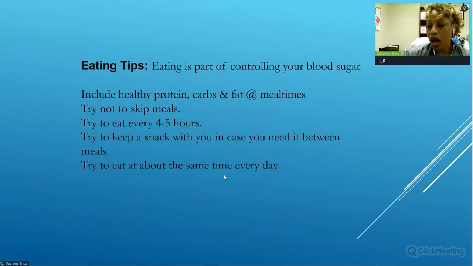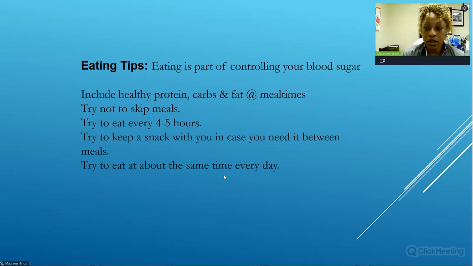So some tips. Eating is part of controlling your blood sugar, meaning when you have diabetes, it's not only about taking the medication, but the body needs the medicine to keep the blood sugars in control, and the medicine actually needs the food so that your blood sugars can stay balanced. If you take medication and you don't eat, or you're not eating properly, your blood glucose can drop, which in itself is another complication of diabetes.